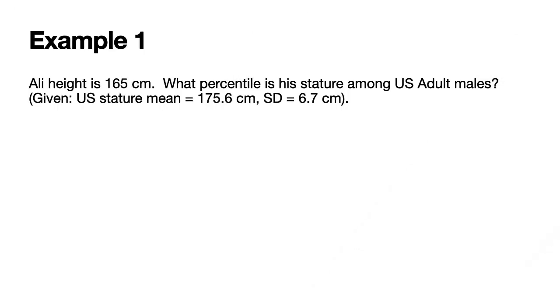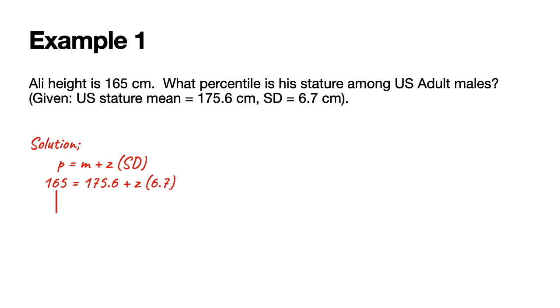In this example, it is given that Ali has a height of 165 cm. So we want to measure the percentile of his height compared to the population of US adult males. Given the mean of the US adult male population to be 175.6 centimeters and its standard deviation is 6.7 cm, we just use the previous formula for our calculation, where P is Ali's height of 165 cm, M is the mean of the US population, which is 175.6 cm, Z is unknown, and the standard deviation of the US population is 6.7 cm.